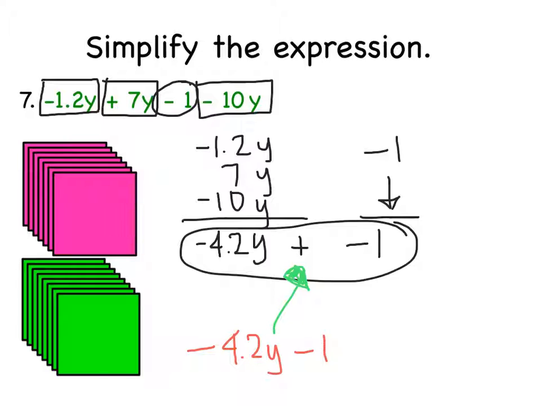Also, while we're on this note, it is mathematically equivalent to write -1 plus -4.2y. You can switch the order, but mathematically speaking, it's more correct to have the y in front. It's kind of like if you write a sentence without capitalizing the first letter, I can still read the word you're writing, but it's not grammatically correct. So we always want to put our y's first.